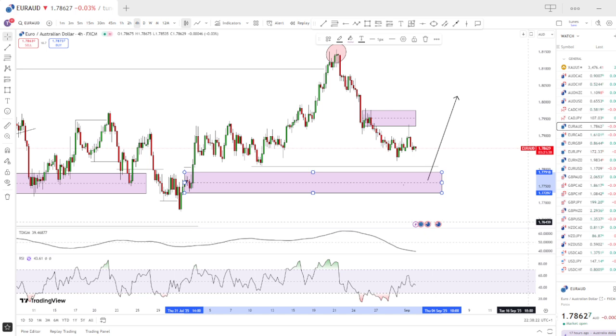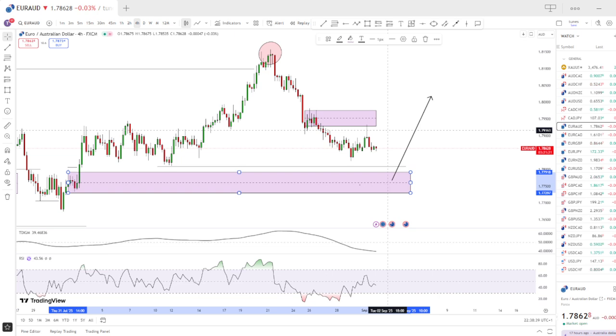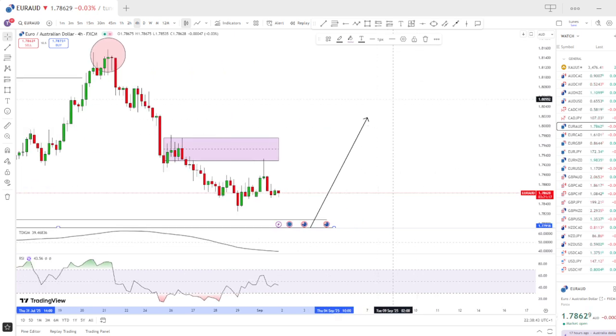Buy region on my demands in between 1.77918 and 1.77297. That's it for Euro AUD. I'm not going to take too much time on this. However, in case you are interested in looking out for possible sales, I would advise you to be very, very cautious.